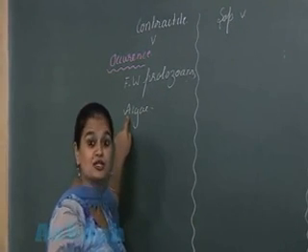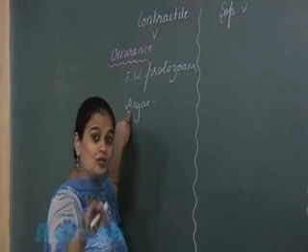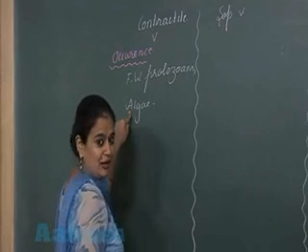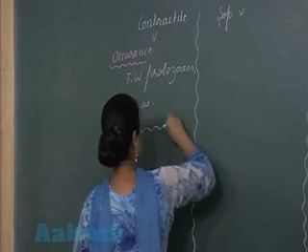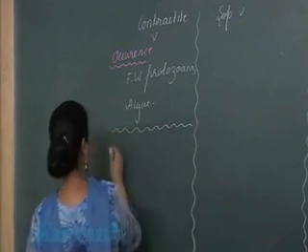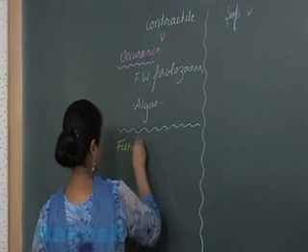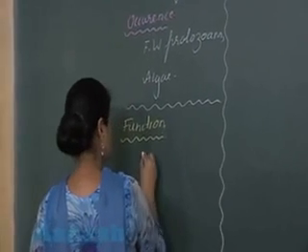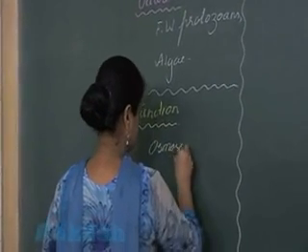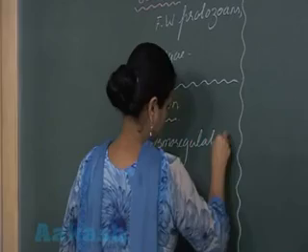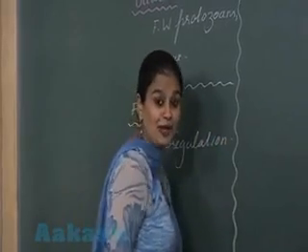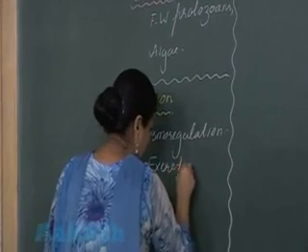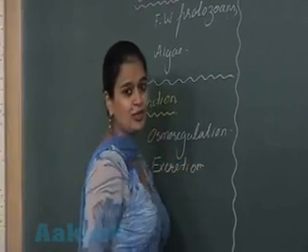Now what is the function of the contractile vacuole? Contractile vacuole will maintain the osmolarity of the cell. Yes, it will maintain the osmolarity of the cell. So we can say one function which is associated with the contractile vacuole, that is osmoregulation. Osmoregulation के साथ साथ it is also involved in the excretion.